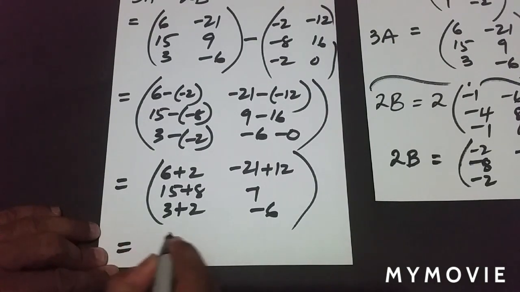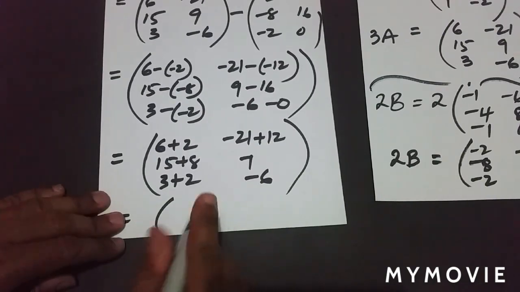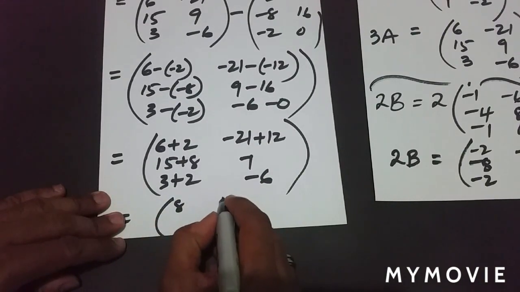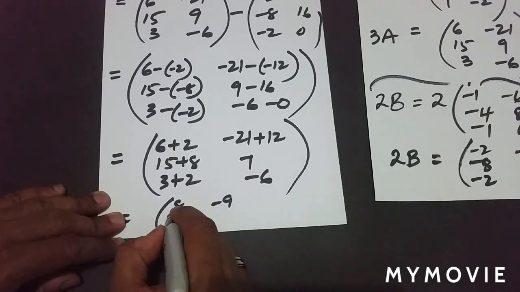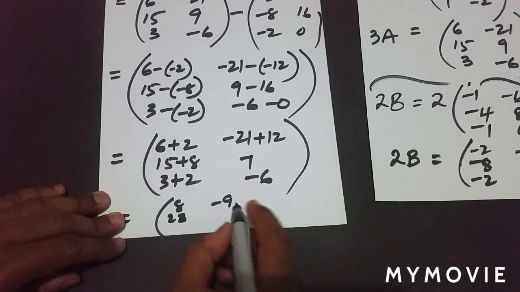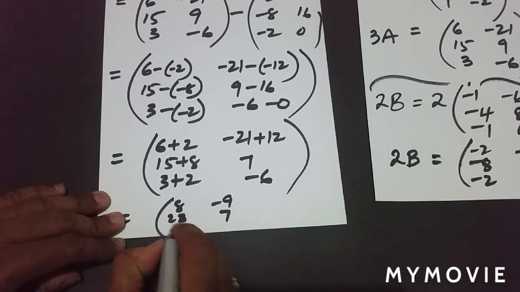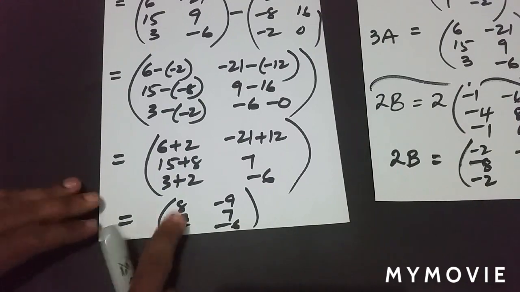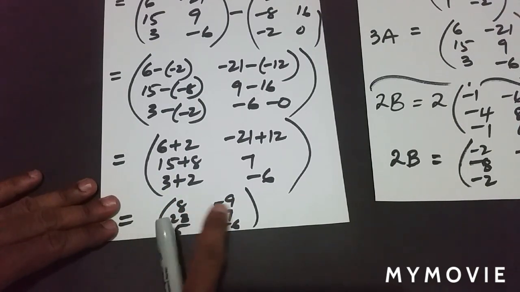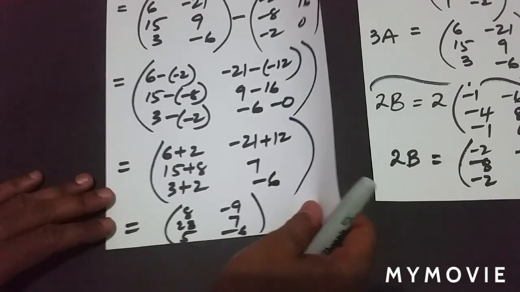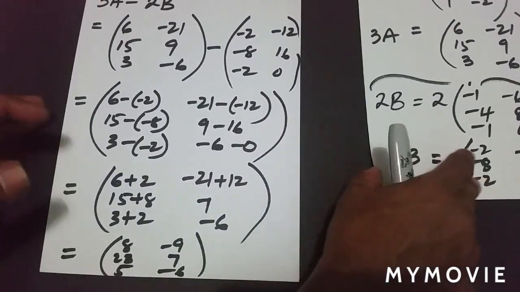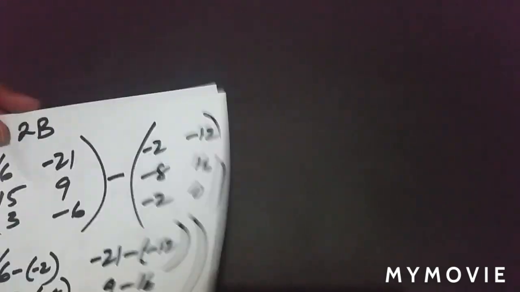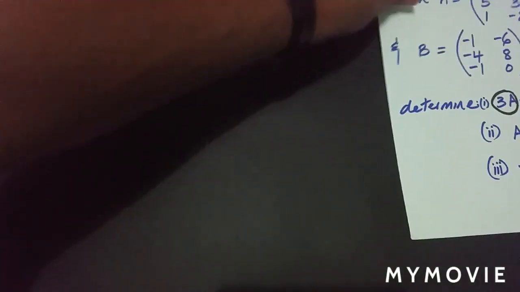So the final answer, let me see if I can get this done here. Final answer would be 8. Minus 21 plus 12 is negative 9. 15 plus 8 is 23. This is negative 7. This is 5. And that is negative 6. So the answer would be 8, negative 9, 23, negative 7, 5, and negative 6. And that would be the answer to question 6, part 1. So let's come back up here.